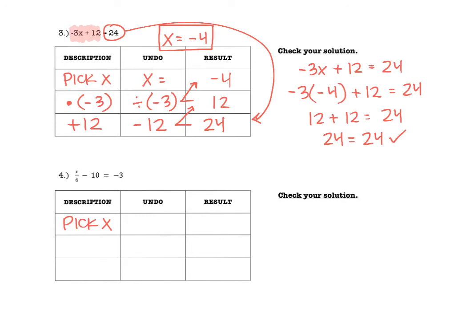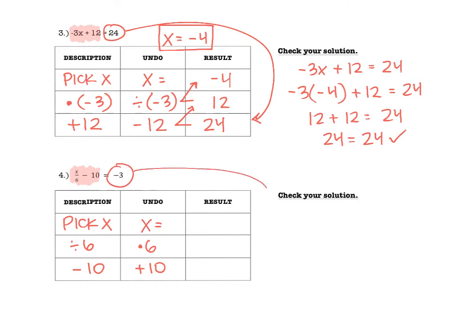All right, so you always start with pick x. Again, you're looking over here at this side that has the x. You're following order of operations. If you knew what x was, the next thing you would do would be divide by 6, and then you would subtract 10 or add negative 10, whichever way you want to think about that. So to undo minus 10, you would add 10. And to undo divide by 6, you would multiply by 6. And that will give you what x equals.